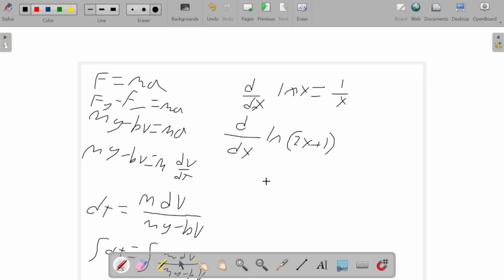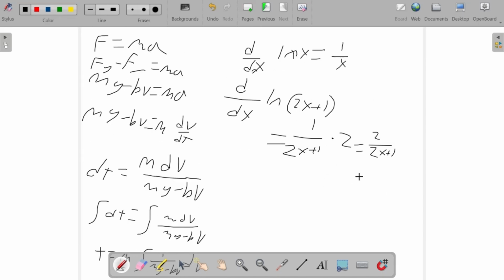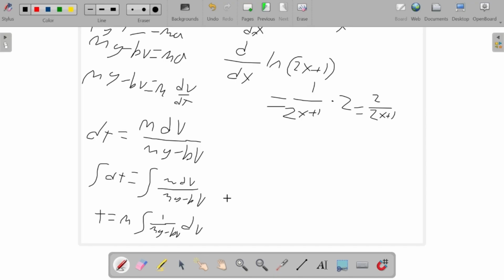And we're going to use the chain rule. So this is just equal to 1 over 2x plus 1. And then we're going to multiply by the derivative of the inside for the chain rule, so times 2. So this gives 2 over 2x plus 1. Right, you following along? So we're going to undo this process over here.